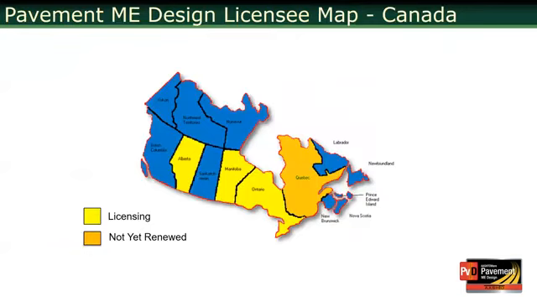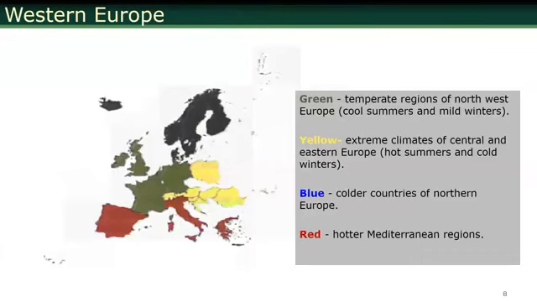Now, this is Canada. So the yellow areas are licensing right now. Again, this is very recent, from a month ago. Quebec has not renewed their license yet, but they have been licensing. These blue areas are not licensing in Canada. Okay, how about Europe?